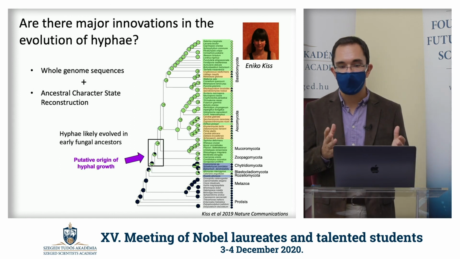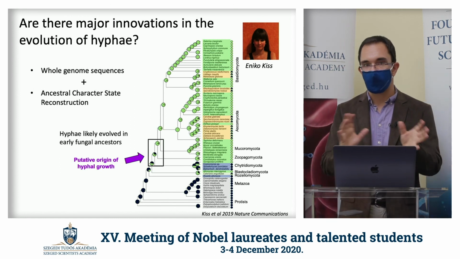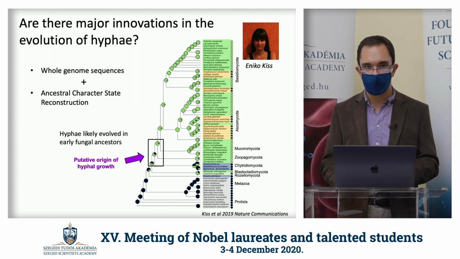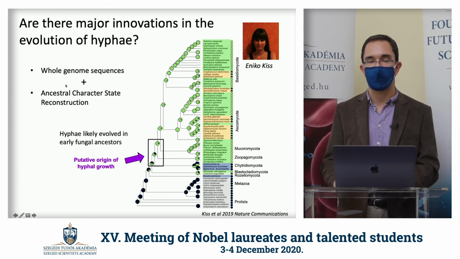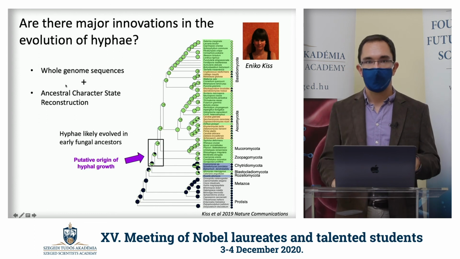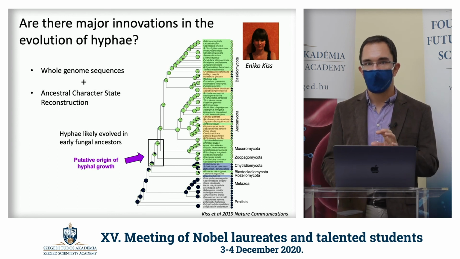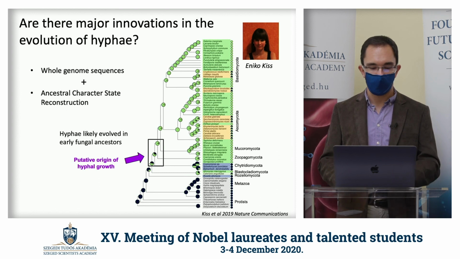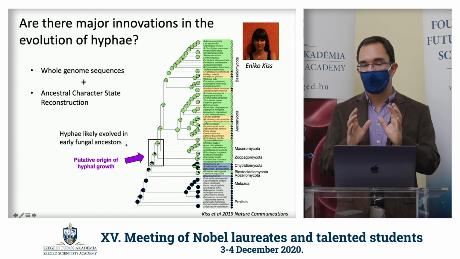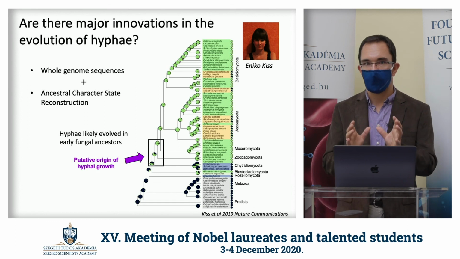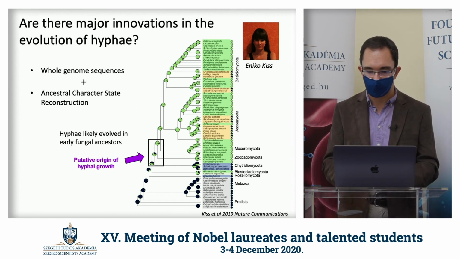For that, she assembled a whole genome dataset of approximately 80 species, and first performed an ancestral character state reconstruction, like the one I showed you in the beginning. And this ancestral state reconstruction suggested that the first multicellular fungi evolved at the base of the fungi, around the place where you can see the black square on the slide. So we know now that this is the place where we should really focus our searching efforts for finding genetic innovations that might explain the evolution of multicellularity.